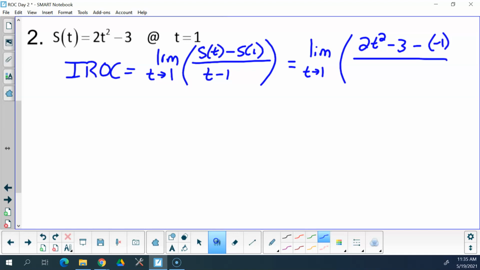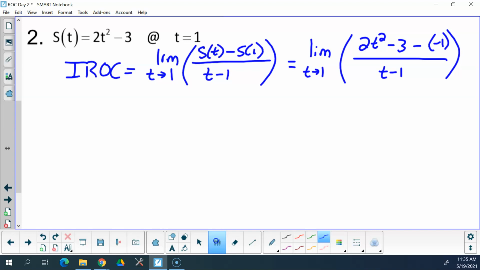And all of that is going to be over t minus 1. Yep, until we send t to 1. Right now, we can't send t to 1 because we would be dividing by 0. Okay? That rule still holds. We're just showing you a way around that rule today.